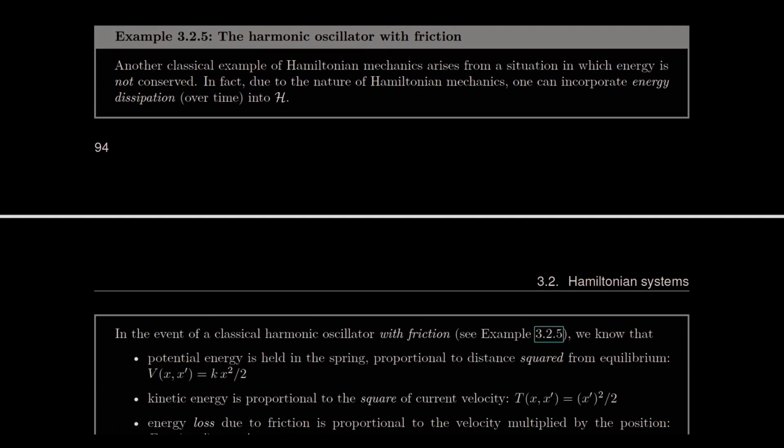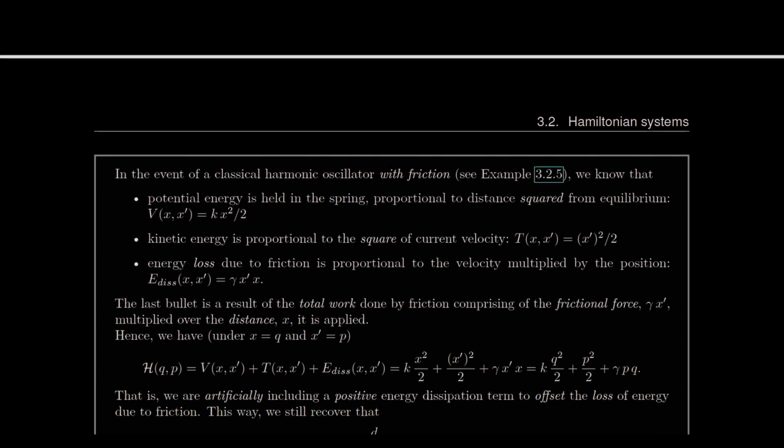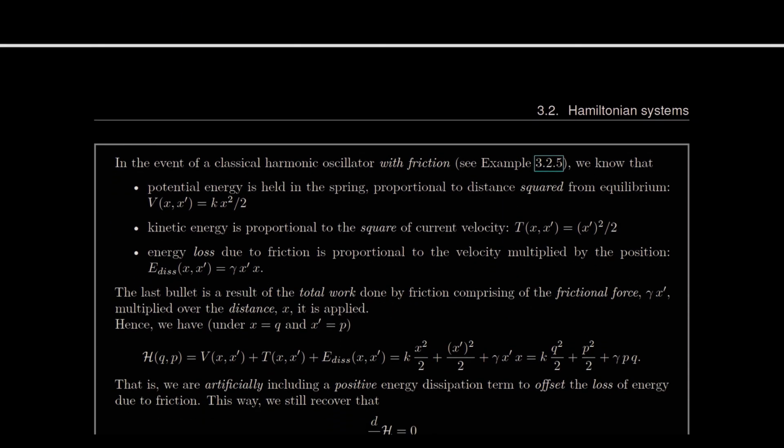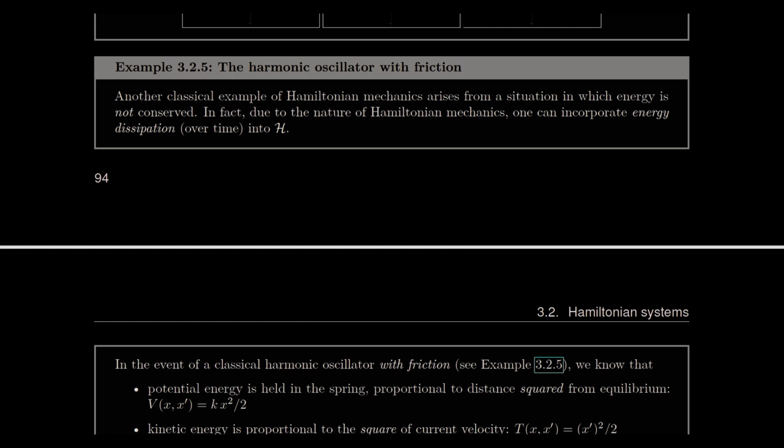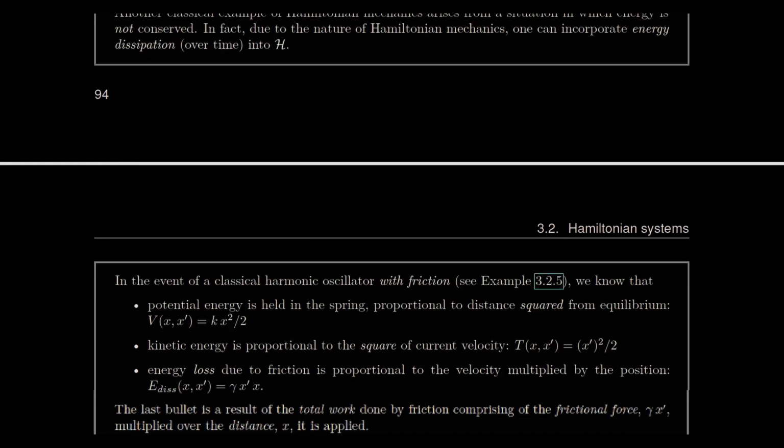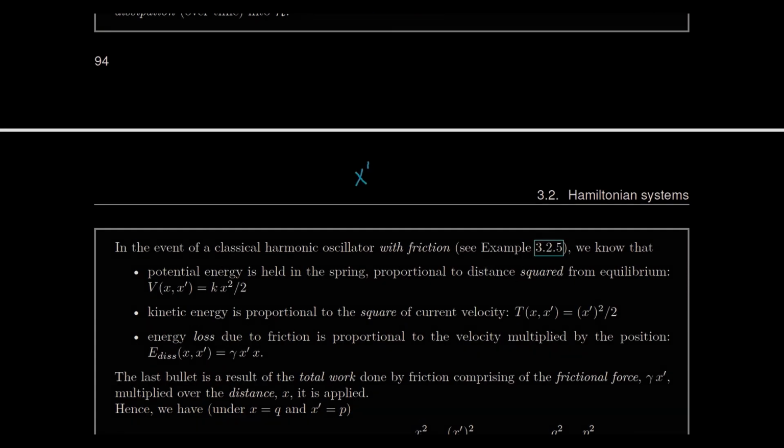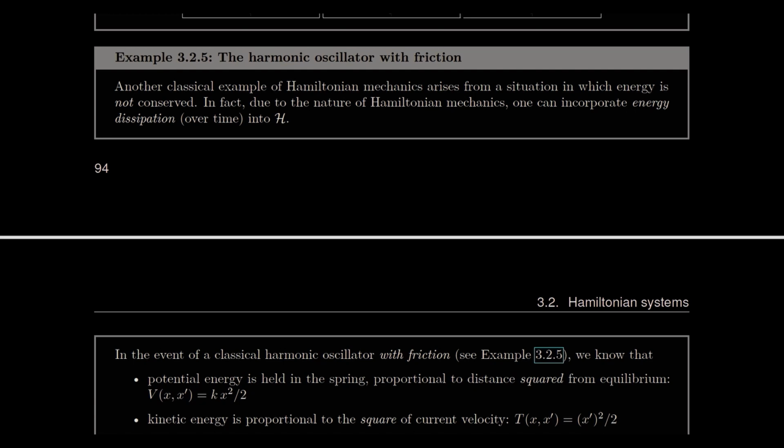The next example is the harmonic oscillator with friction. And if we jump all the way back to the beginning of the book, we did talk about harmonic oscillators. And we talked about how they take this form of x double prime plus gamma x prime plus kx equals 0. That was our harmonic oscillator in section 1, the very first section in the book. And we're going to see if we can derive something similar to that using Hamiltonian dynamics.